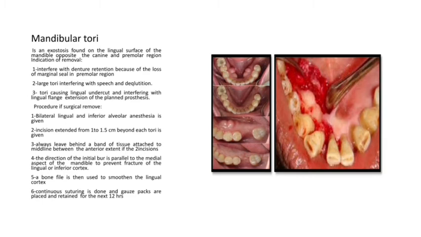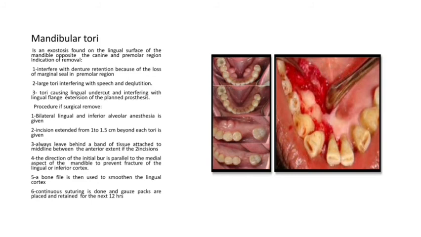The direction of the initial bur is parallel to the midline aspect of the mandible to prevent fracture of the lingual or inferior cortex. A bone file is then used to smoothen the lingual cortex. Continuous suturing is done and gauze packs are placed and retained for the next 12 hours.